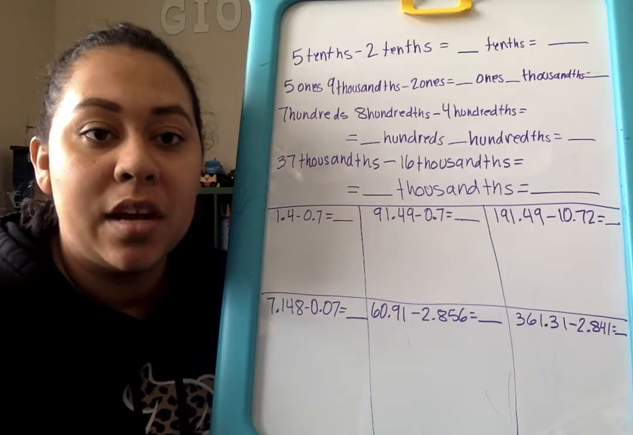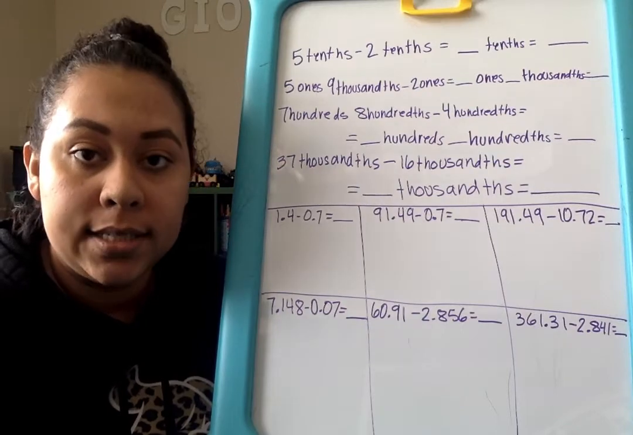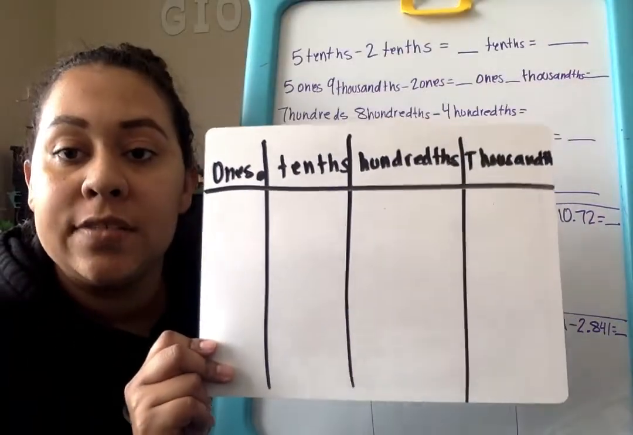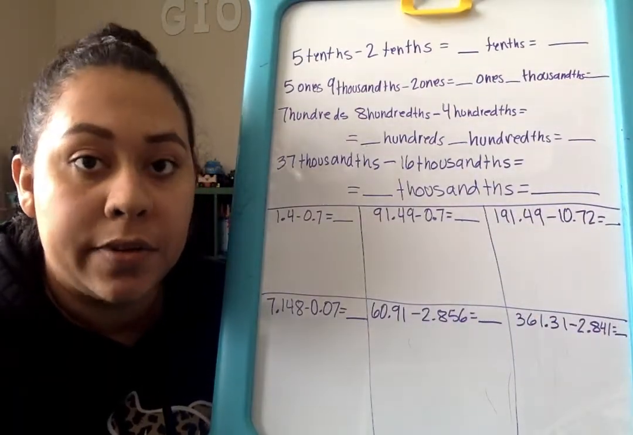Hi, so we're working on Module 1, Lesson 10. For today's assignment, we are subtracting decimals using a place value chart and place value discs, so dots, or by just using the standard algorithm, okay?